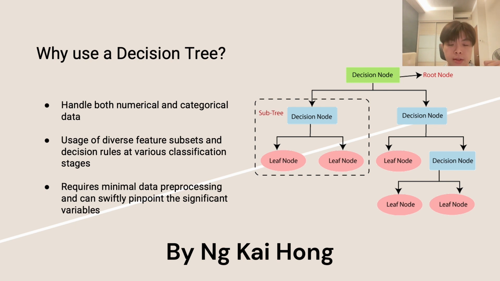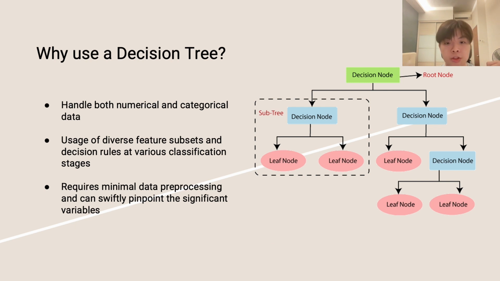Next was the decision trees. Why use the decision trees? A decision tree is a machine learning algorithm used for tasks such as classifications and regressions. It creates a model that predicts the value of target variables by learning simple decision rules from the data features. The main reason we decided to use the decision tree is that it can manage numerical and categorical data. The decision trees can use different features, subsets, and decision rules at different stages of classification. Moreover, it needs less data processing and quickly identifies important variables.